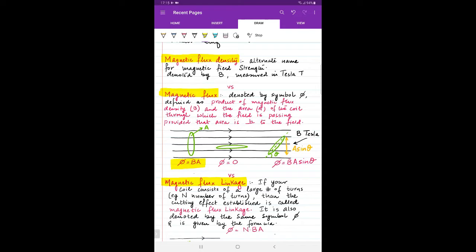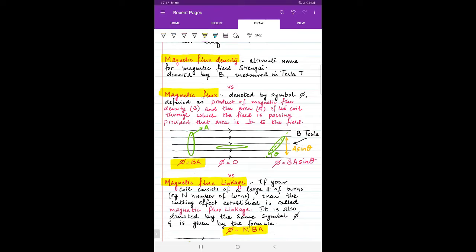So in simple terms, if your area consists of a large number of turns, like in this case, let me show that if the area comprises n number of turns, then the cutting effect established is given a special name known as magnetic flux linkage. This is also denoted by the same symbol phi, and the formula gets slightly tuned up. So instead of BA, sorry guys, the formula now becomes n times B times A, where n represents the number of turns.